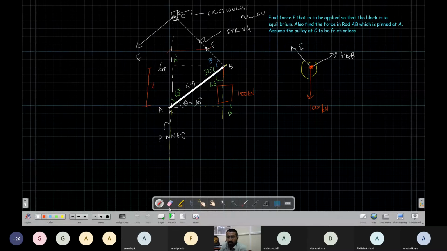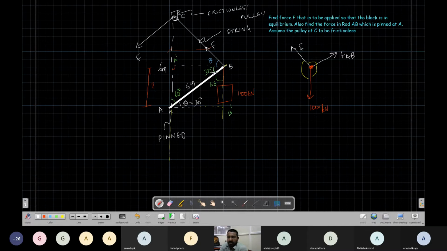Now how do you solve this? So let's solve this. The idea is to find the angles. So let's see what all we can do. I know this is 30 degrees because this is given as 30 degrees. This will be 30 degrees. This is 60 degrees and this is 90 degrees, because it is a straight line.